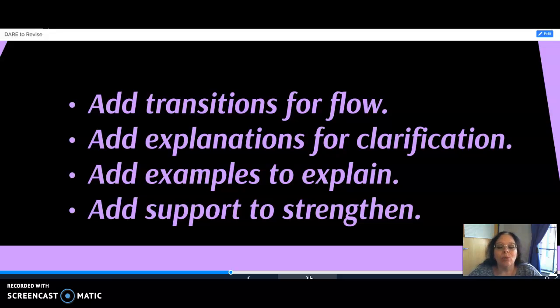And then add support to strengthen what it is you're talking about. Whether it is from one source or from multiple sources, having somebody else's voice to support you makes a difference. So add those things to strengthen your paper.